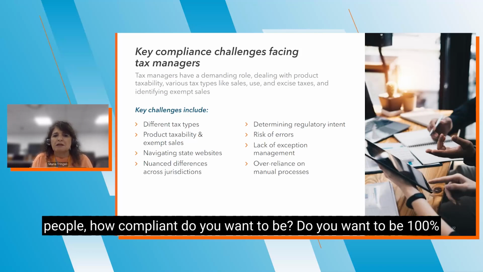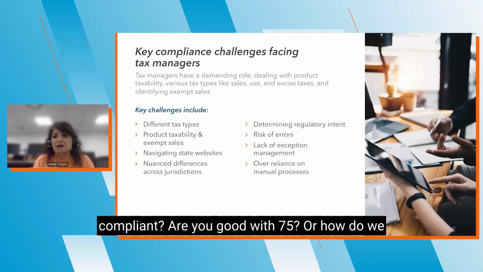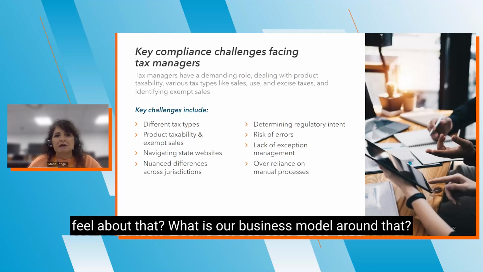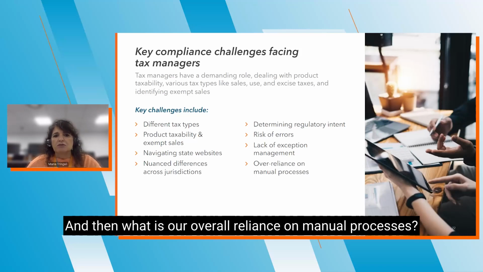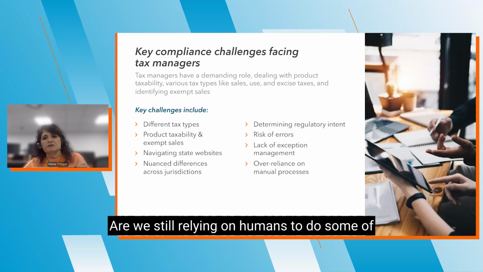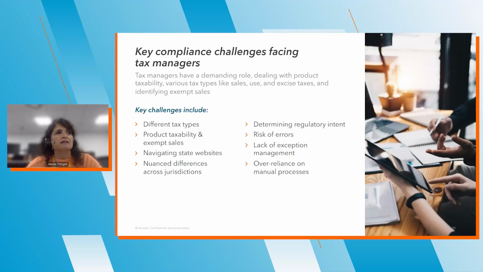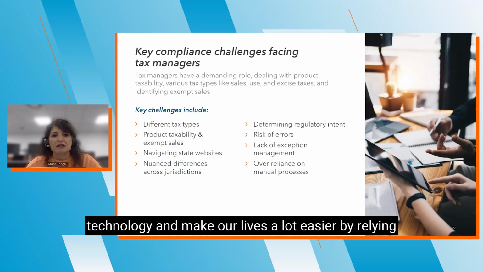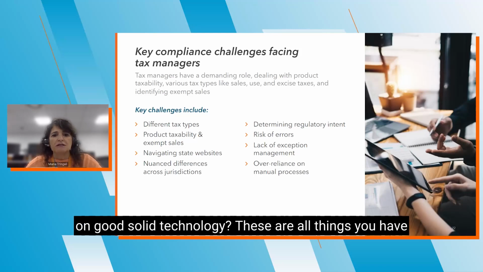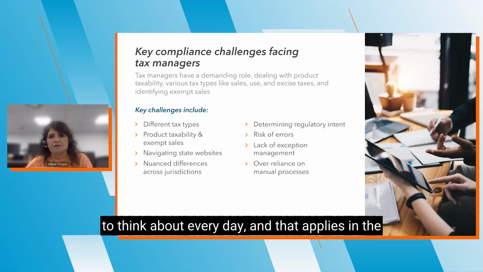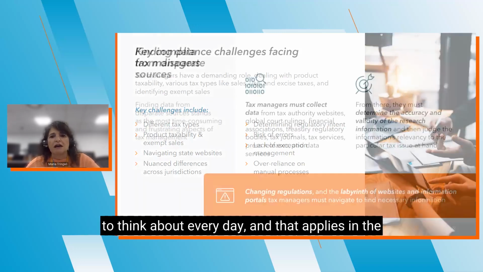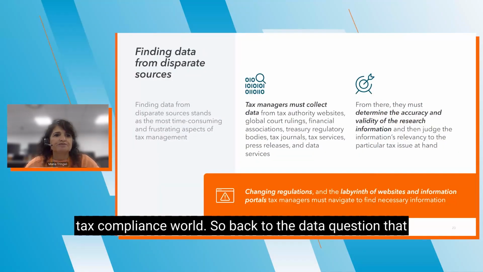How much are we willing to, how compliant? I always ask people, how compliant do you want to be? Do you want to be 100% compliant? Are you good with like 75? How do we feel about that? What is our business model around that? And then what is our overall reliance on manual processes? Are we still relying on humans to do some of the work that we might be able to rely on technology for, and make our lives a lot easier by relying on good, solid technology? These are all things you have to think about every day, and that applies in the tax compliance world.